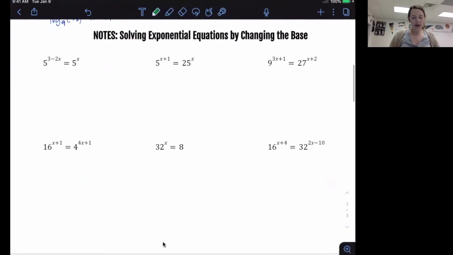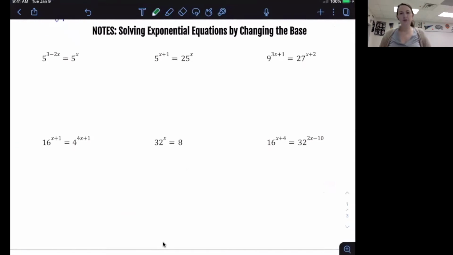Okay, let's look at the second type of solving that we're going to do. So this says solving exponential equations by changing the base. So for these, we can't get them into logarithmic form because we have 2 exponents. So we can't say log base this and log base that, or combine 2 logs together. We don't know those rules yet.